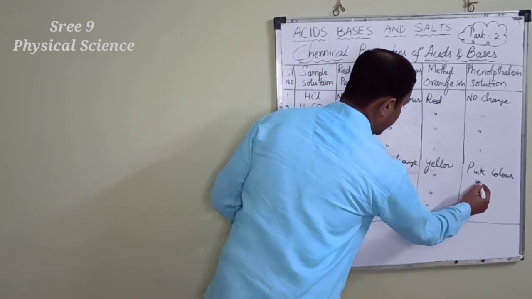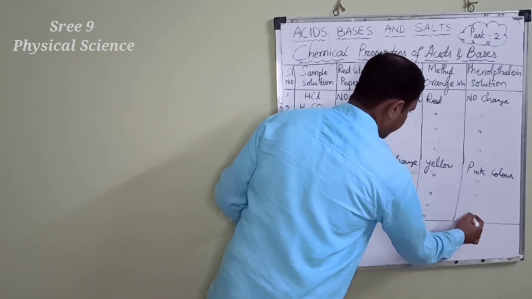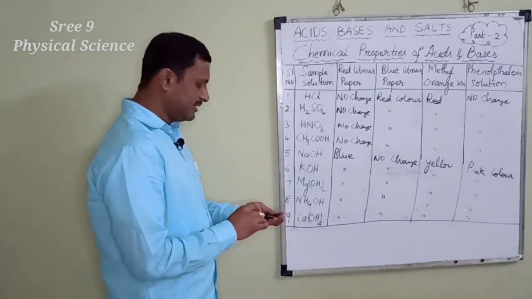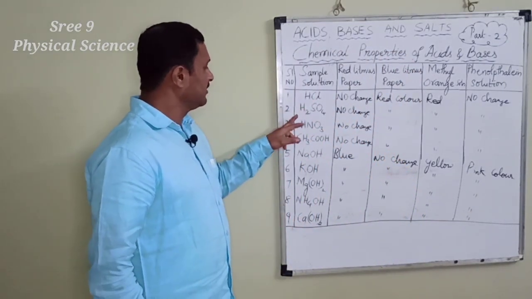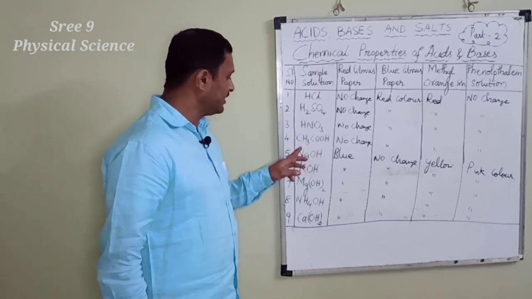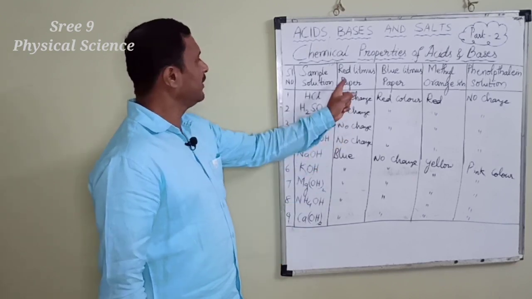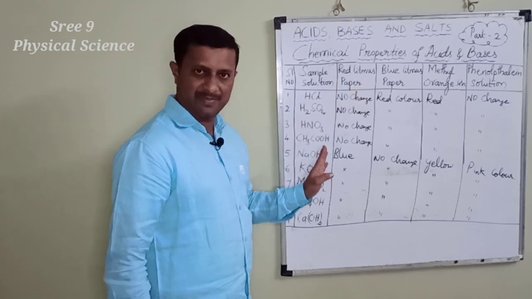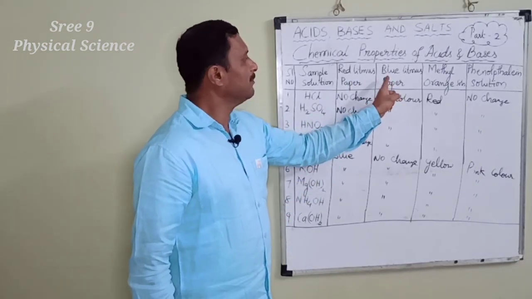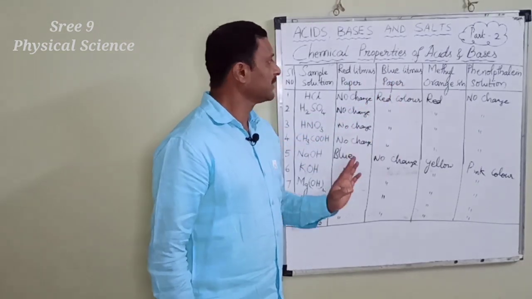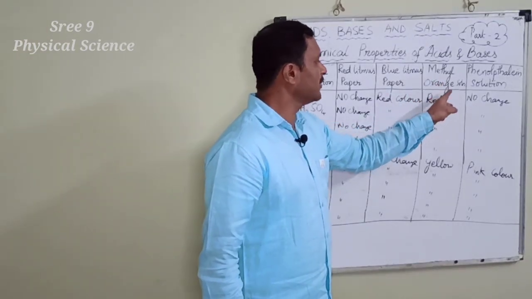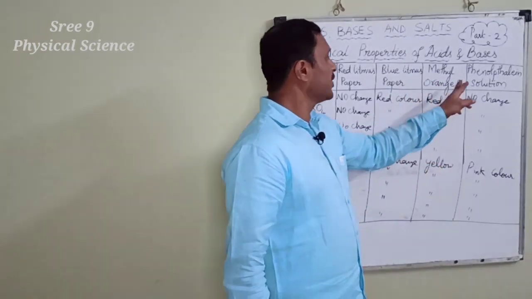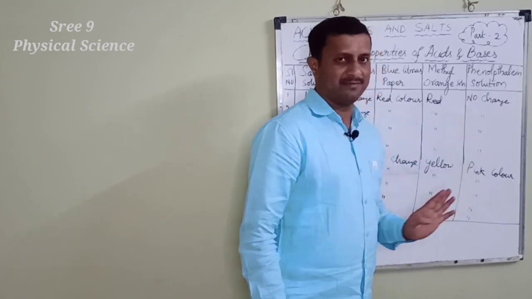Hence what is the conclusion? Here the conclusion is that hydrochloric acid, sulfuric acid, nitric acid, acetic acid, they do not change the red color of the litmus paper. They change the blue color of the litmus paper to red. They change the color of methyl orange solution to red. They do not change the phenolphthalein solution color.